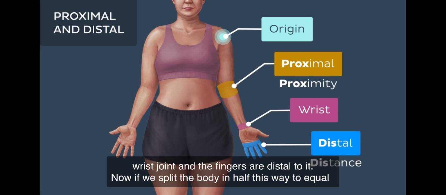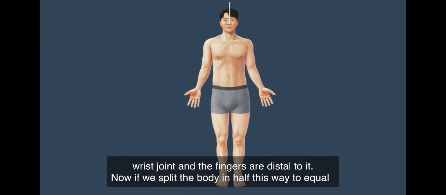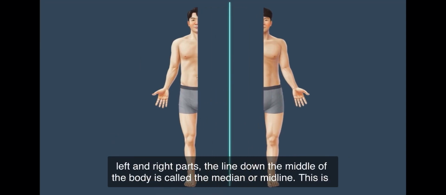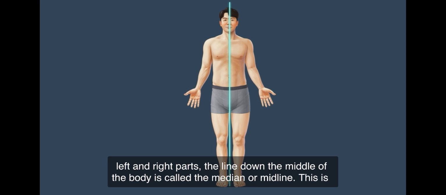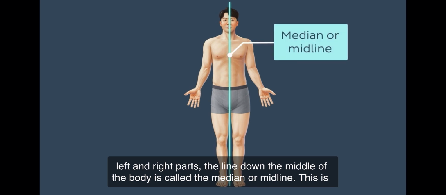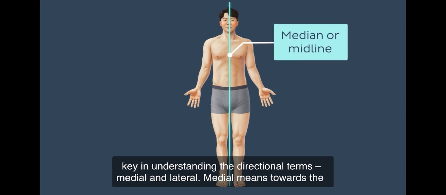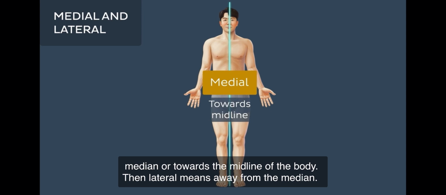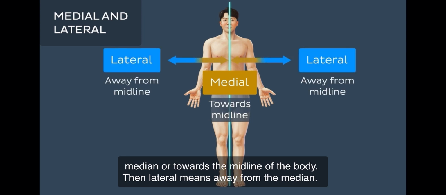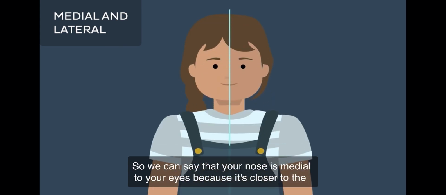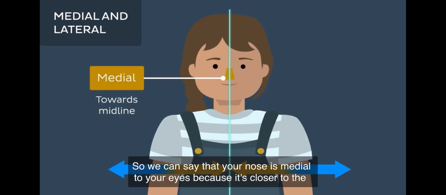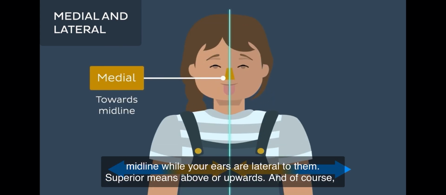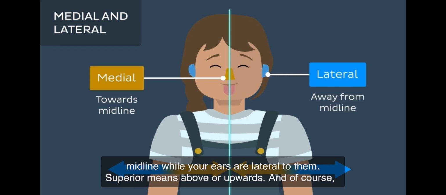Now if we split the body in half this way to equal left and right parts, the line down the middle of the body is called the median or midline. This is key in understanding the directional terms, medial and lateral. Medial means towards the median or towards the midline of the body. Then lateral means away from the median. So we can say that your nose is medial to your eyes because it's closer to the midline, while your ears are lateral to them.